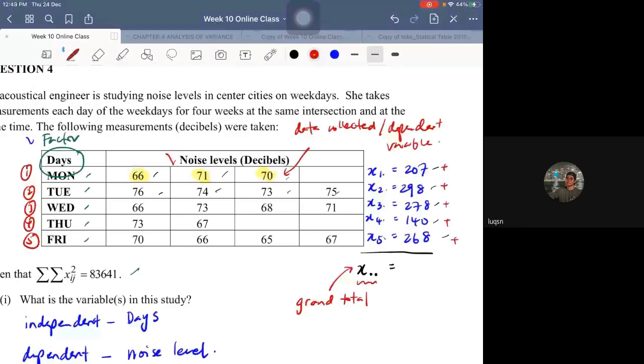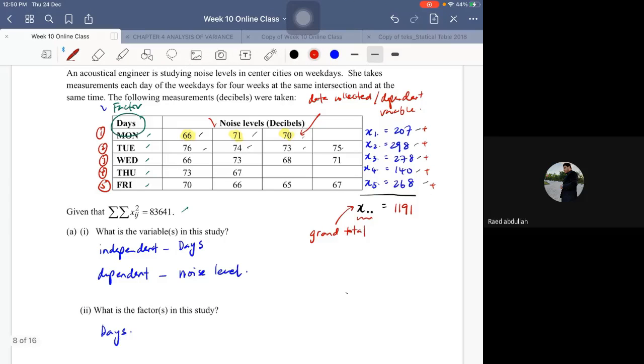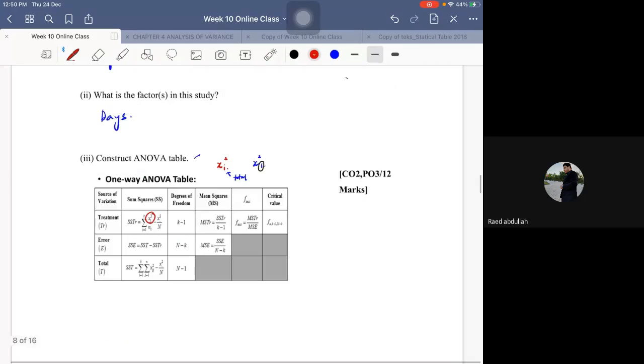Okay, can somebody calculate for me what the grand total is for this case? 1191. Is that what you got? Yes. Okay, right, we got a value of 1191. Now that I have this information already, only then can I start the calculation by using the table.